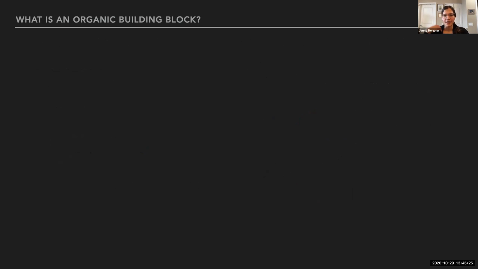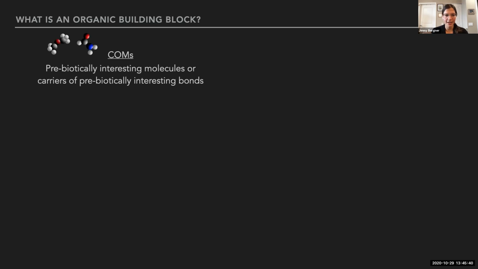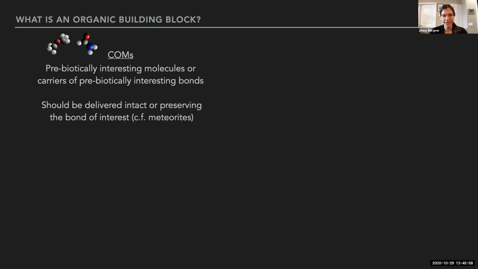So I want to return to the title of my talk, which is to try to understand how organic building blocks are delivered to new worlds. But I want to first unpack what we mean when we're thinking about an organic building block, because there's a few different interpretations. On the one hand, you could have the idea that these complex molecules themselves are prebiotic building blocks. And that's because you actually find molecules that are either interesting prebiotically themselves, or they might carry a prebiotically interesting bond. The caveat to this is that you have to deliver the molecule intact.